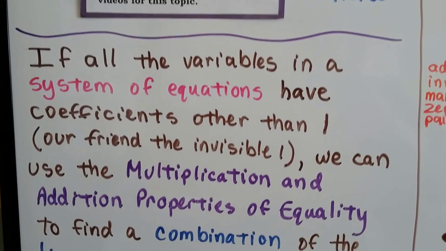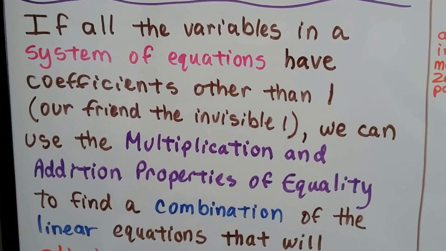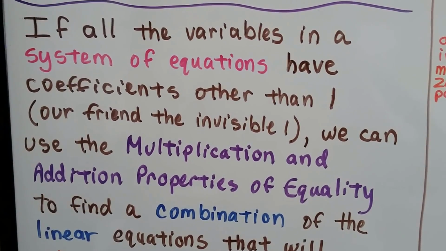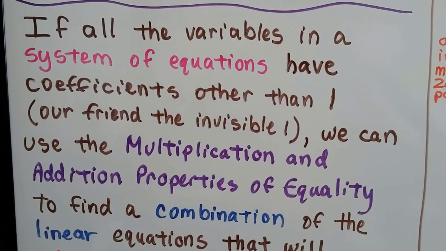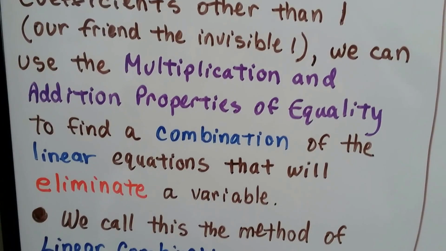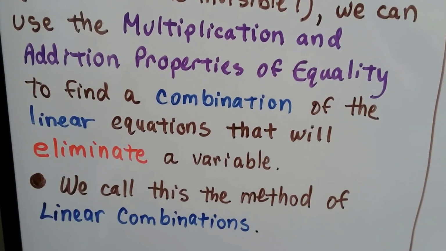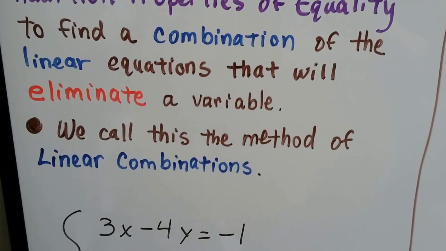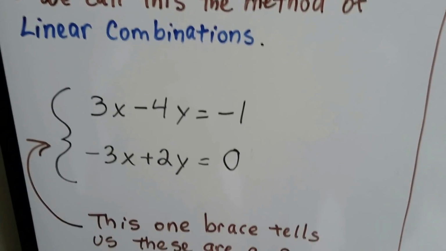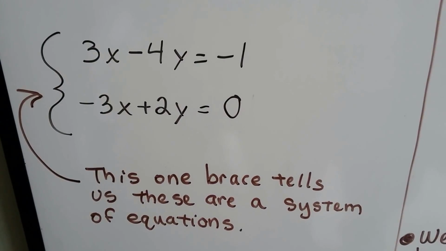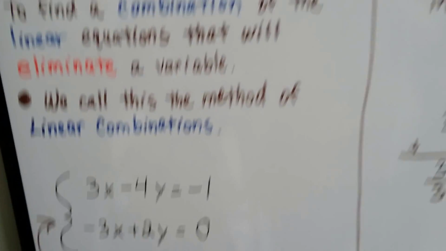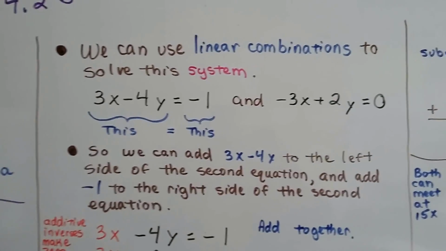If all the variables in a system of equations have coefficients other than 1, our friend the invisible 1 that we used in the last video, we can use the multiplication and addition properties of equality to find a combination of the linear equations that will eliminate a variable. We call this the method of linear combinations, okay? And when you see two equations with a brace sign on the left like that, it's telling you that it's a system of equations, all right? So we can use linear combinations to solve this system.